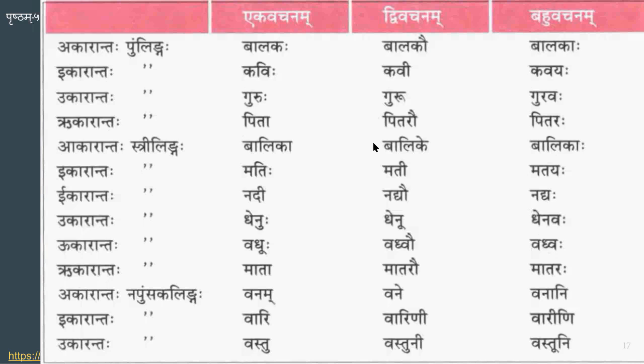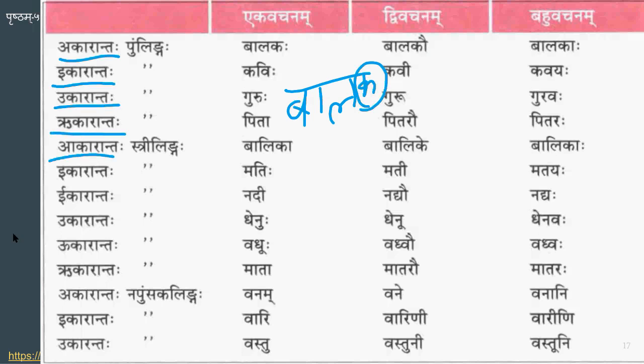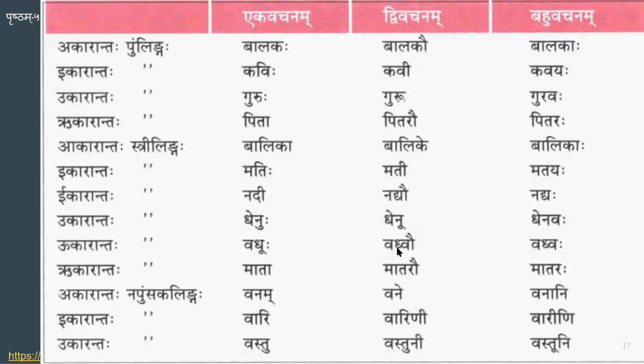I think I don't have to explain again unless anybody has a question about what is pratipadikam. Pratipadikam is the base word. So for balakaha, the pratipadikam is balaka. Akaranta means a sound is coming out at the end of this pratipadikam. So we always talk about ikaranta, these are all endings of pratipadikam. But the form which is given here is the prathama vibhakti, ekavachanam, dvivachanam, and bahuvachanam for all the words here.